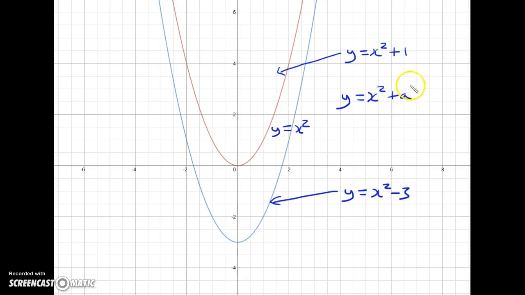So this number here, the a, if it's positive, we go up the y-axis. If it's negative, we go down the y-axis.